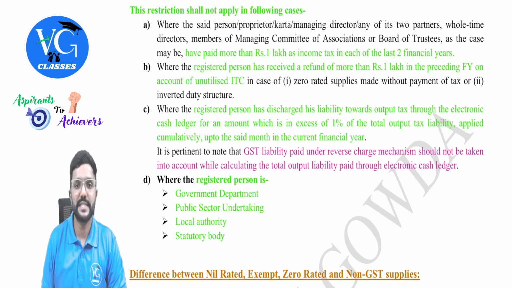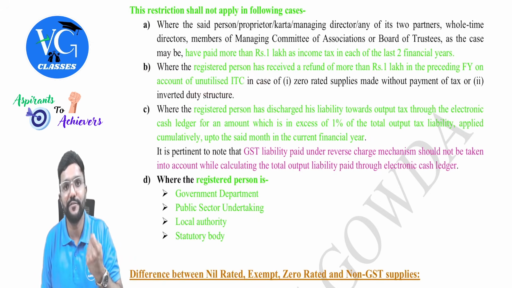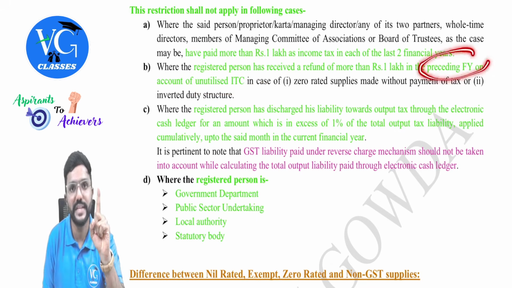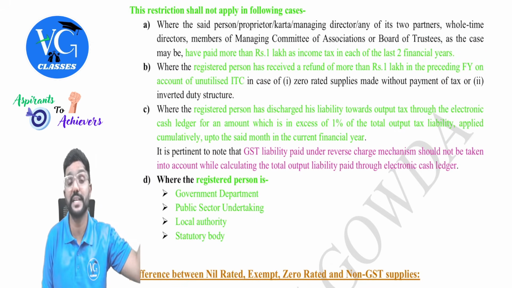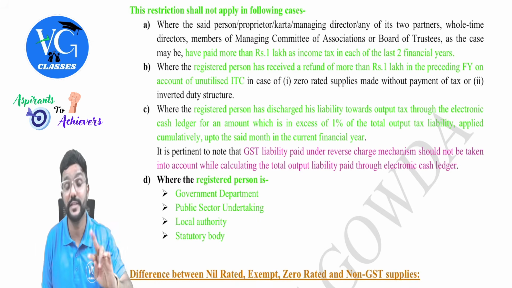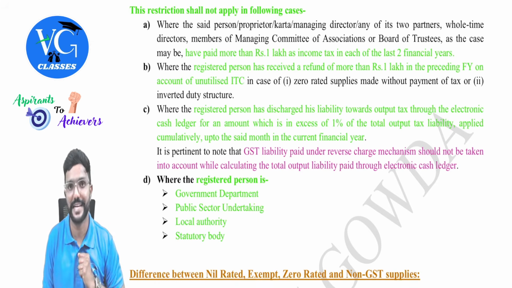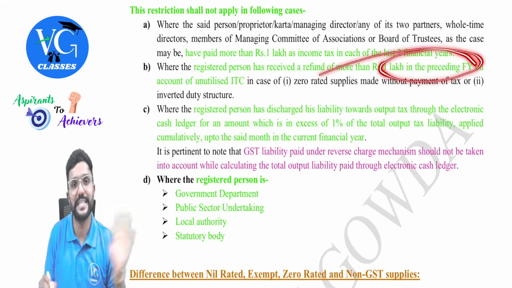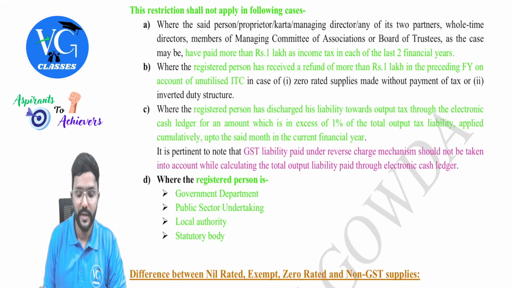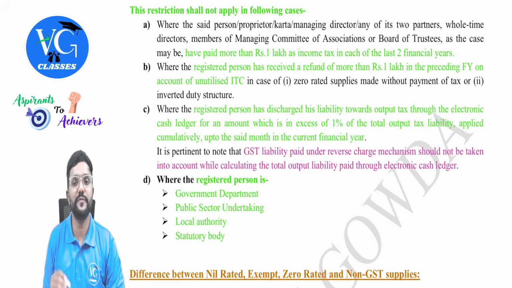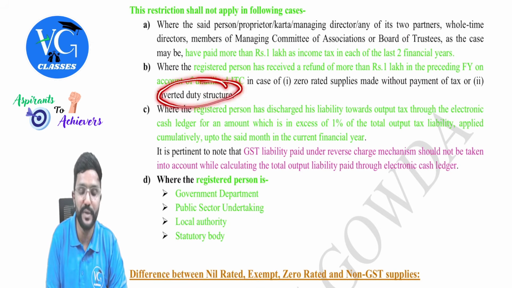Where the registered person has received a refund of more than 1 lakh in the preceding financial year on account of unutilized ITC. So he has claimed a refund of unutilized ITC of more than 1 lakh in 1 year. That is only the last year. For income tax, we need to check last 2 years. In both the years, they should have paid more than 1 lakh income tax. Whereas here, only 1 year, last year. Okay. In case of zero rated supplies made without payment of tax or inverted duty structure.